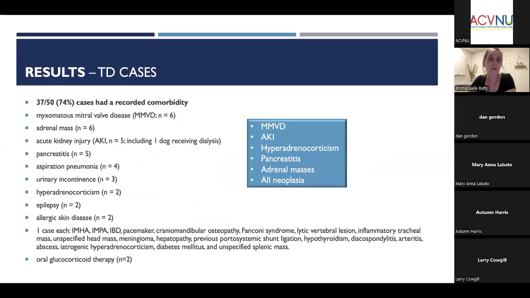Talking about the comorbidities of these cases, a lot of them, about 3/4 of them, had comorbidities. So they are listing all of the comorbidities that they had. Eventually, in their analysis, they mainly looked at MMVD, AKI, hyperadrenocorticism, pancreatitis, adrenal masses, and all the neoplasia. So these are the comorbidities they're going to focus on. But again, 75% of the cases had other comorbidities in this thrombotic disease group.